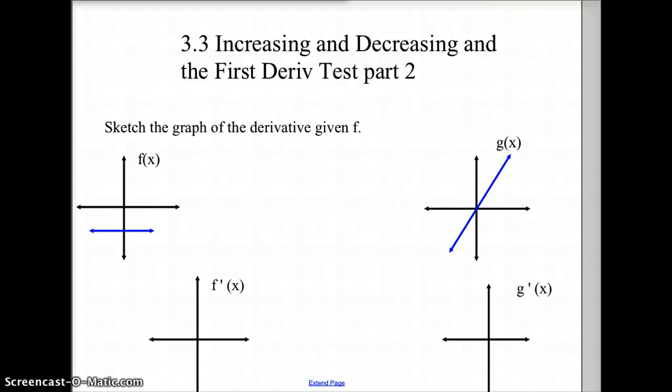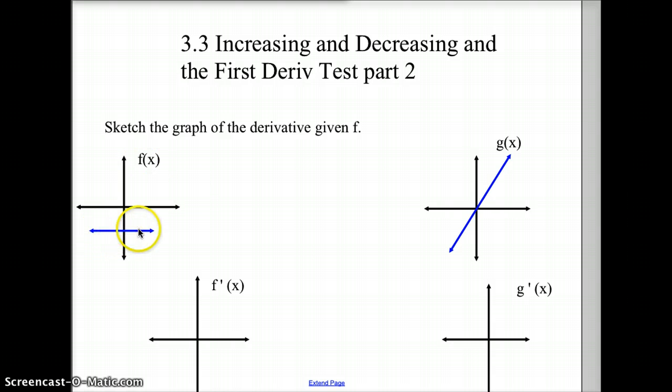All right, these notes are just a few helpful hints on the assignment that we'll be having for part 2 of section 3.3. We talked a little bit about this a couple days ago, but remember how to sketch the graph of a derivative if you're given f.